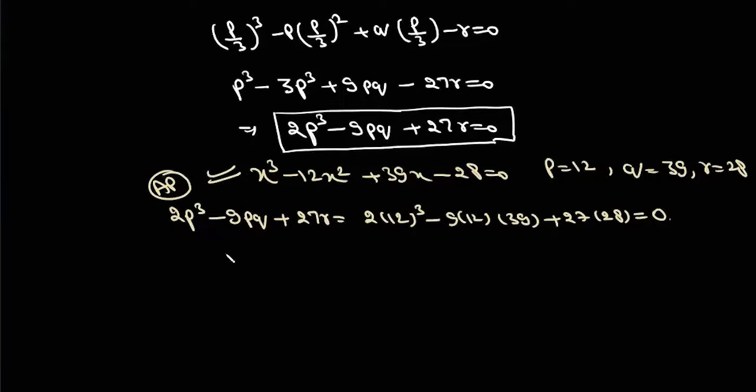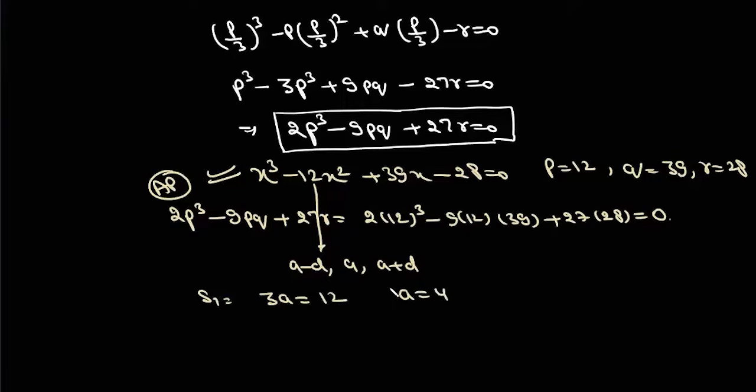Now if the roots are in AP, let the roots be a minus d, a, and a plus d. Now we can write S1, which is the sum of all the roots. So it will be 3a, and 3a equals 12.